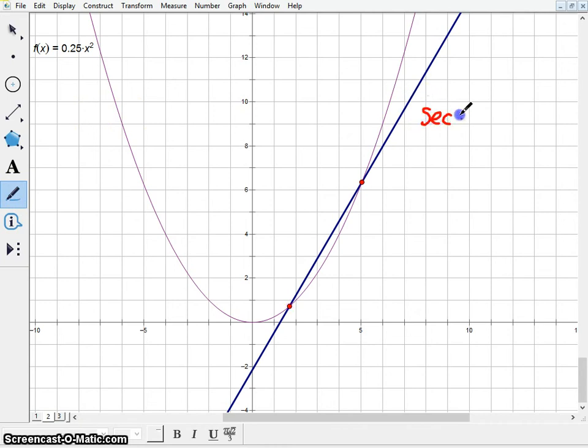So a secant line intersects at 2 points.